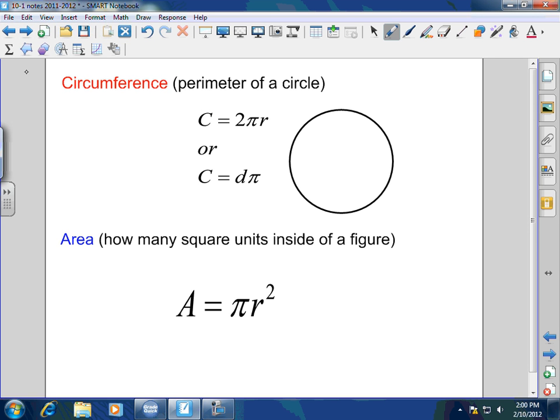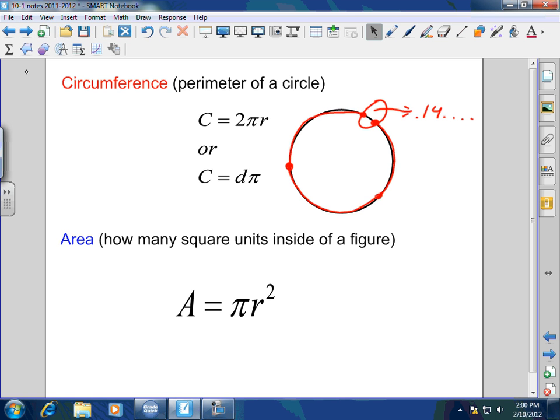Whenever you have the diameter of any circle, you can technically wrap it around the circle 1, 2, 3 full times, and this little leftover piece is the 0.14, because you know that pi is irrational. So that's what pi is.